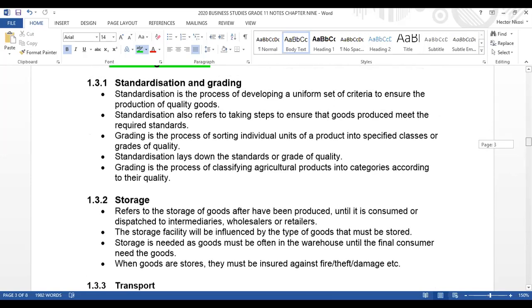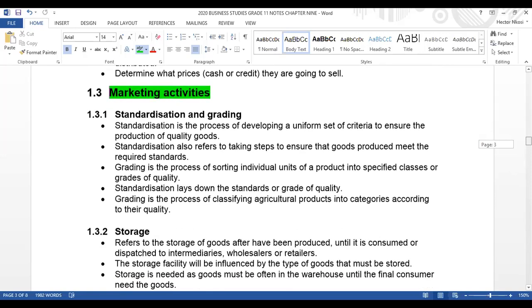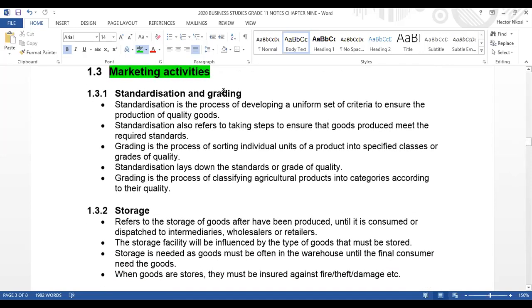Now, let's look at standardization and grading. Under marketing, there must be standardization and grading. Let's look at standardization and grading and see what we need to know about these, right?